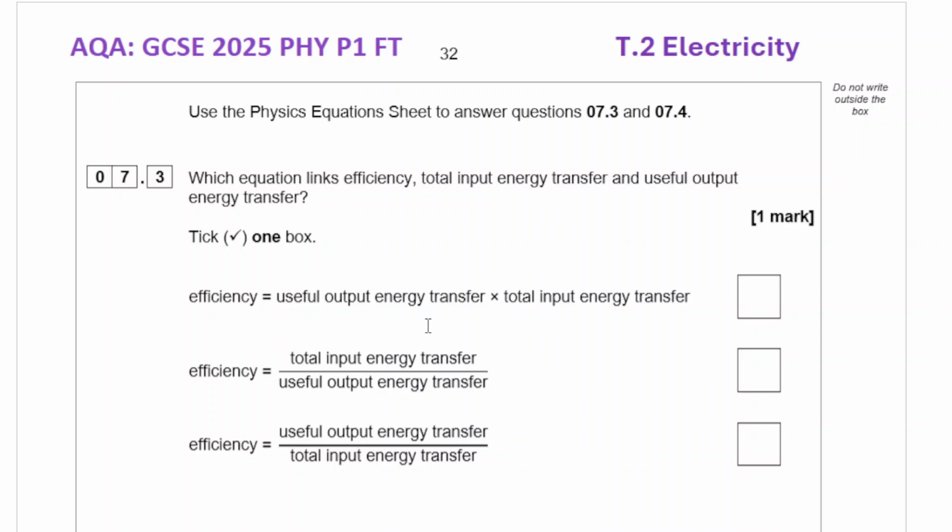Use the physics equation sheet to answer the questions. Which equation links efficiency, total input energy transfer, and useful output energy transfer? Efficiency is equal to the total input. No, not the input. It should be the output divided by the input. The input is always going to be bigger because your efficiency has always got to be smaller than 1.